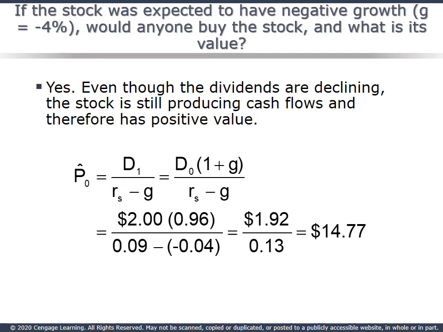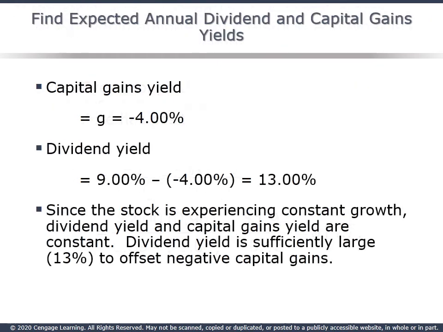Our required return is 9%. We're going to subtract out the minus 4% growth rate. Minus a minus, we're going to add that together. It's 13%. And the current expected price of that stock with a negative 4% growth rate is $14.77. We find capital gains yield, dividend yield, and total return.